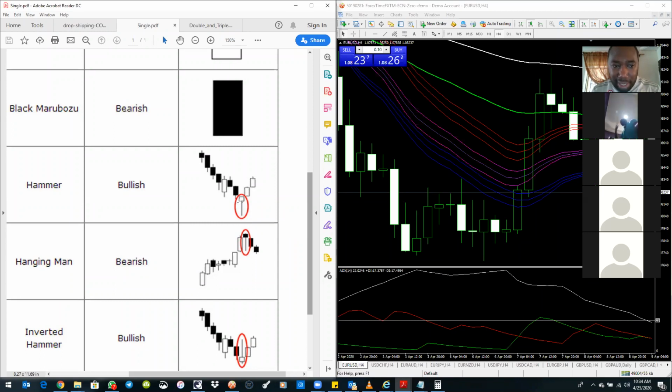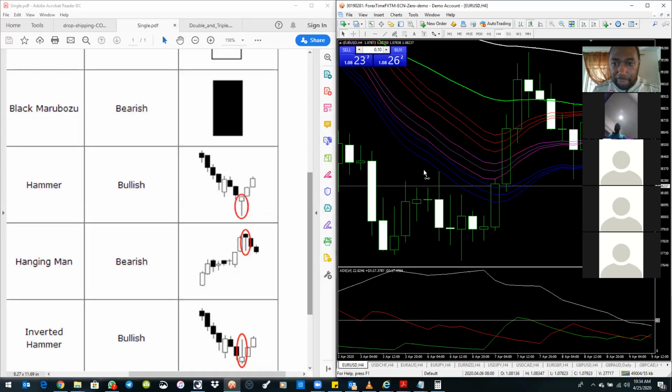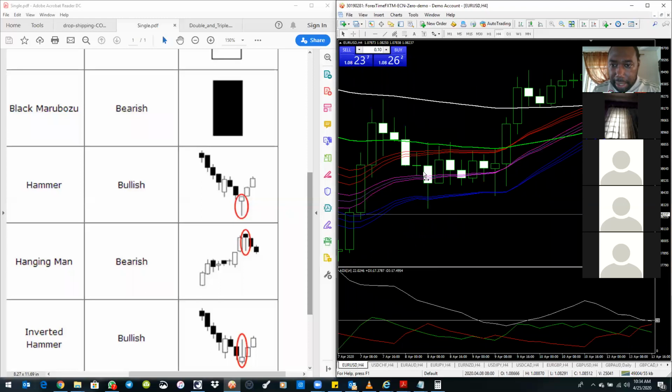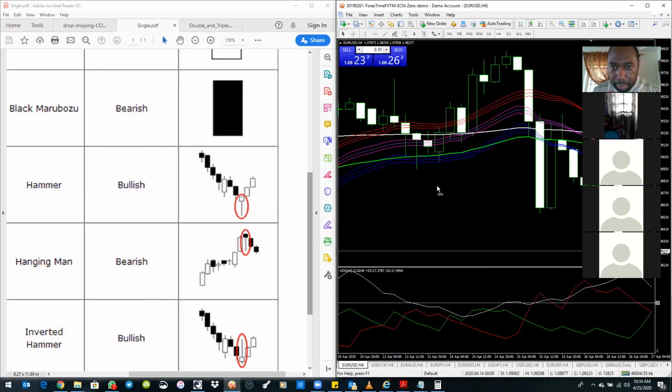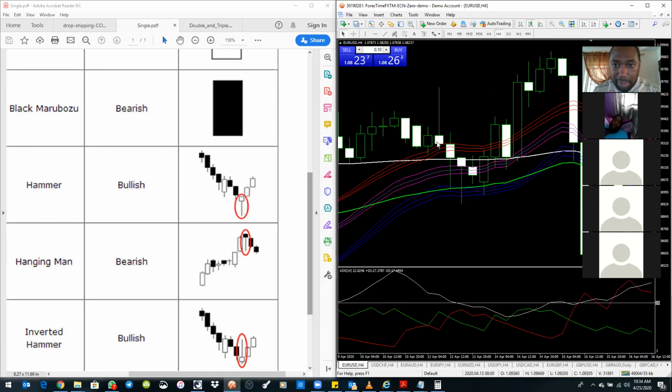When you see that either at the end of a bullish run or at the end of a bearish run, you can rest assured that there is going to be a change in the direction of the market very, very soon. Let's look at examples of the hammer here. Okay, can we see this?